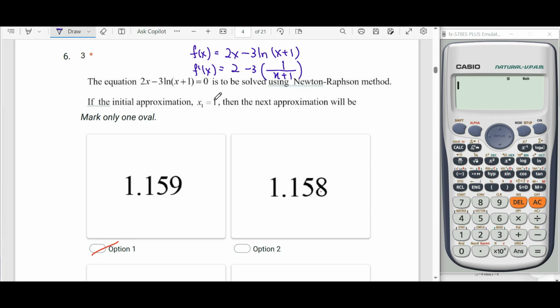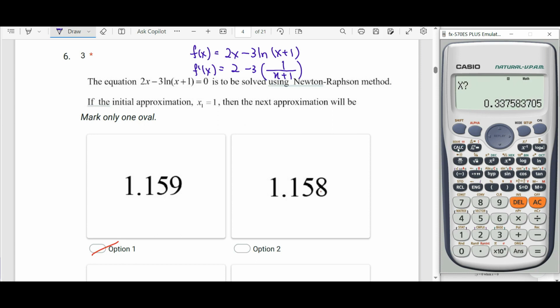With initial value x equals 1, we put it in our formula: x minus the fraction of f(x) over f'(x), which is x minus 3 ln x plus 1, over 2 minus 3 in the bracket of the fraction 1 over x, plus 1.